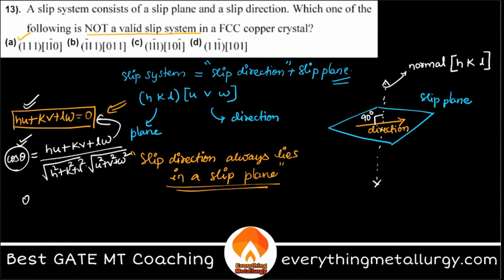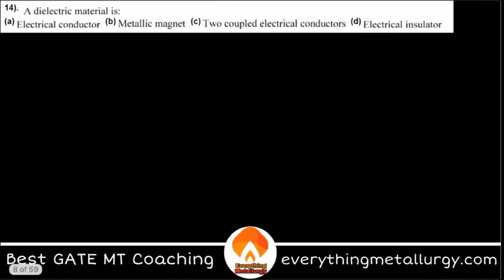If you see here, in the first case, 1 into 1 plus 1 into minus 1 is 0 plus 1 into 0. So this is valid. Now coming to option B, minus 1 into 0 is 0, 1 into 1 plus 1 into 1. So the condition is not satisfied here. So that is not a valid slip system, so my answer would be B. It's very simple: any slip direction must always lie in a slip plane. Cool. Now coming to the next question.